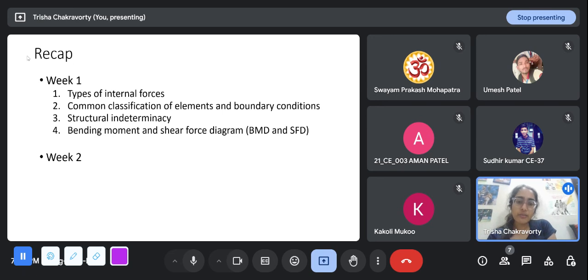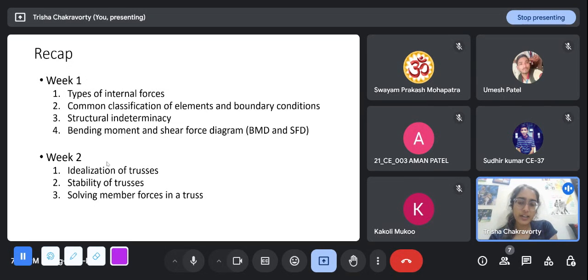And we looked at one of the most important topics in this course, the bending moment diagram and shear force diagram, how to draw them. In the previous week, week 2, we focused on trusses. This is one of the common classification of elements. We saw truss elements. So in the previous week, we saw how to solve truss elements, what are the implications, and how to solve a determinate truss if the geometry and properties are given to you. And stability of trusses, and stability again has to do with determinacy, internal, external.